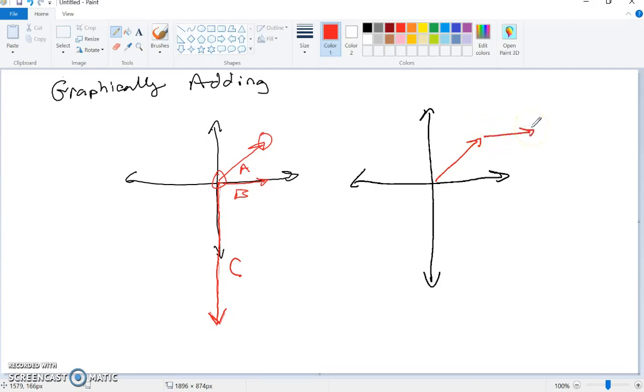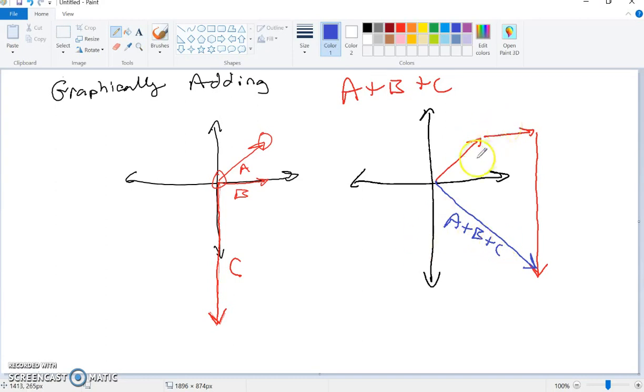And finally, we're going to take C and put C at the head of B, connecting down. So you just keep putting them in order. And so now our resultant, in this case, if we're trying to find out what is A plus B plus C, right? We're going to go from the tail of A all the way to the head of C, and this vector is the resultant of A plus B plus C.